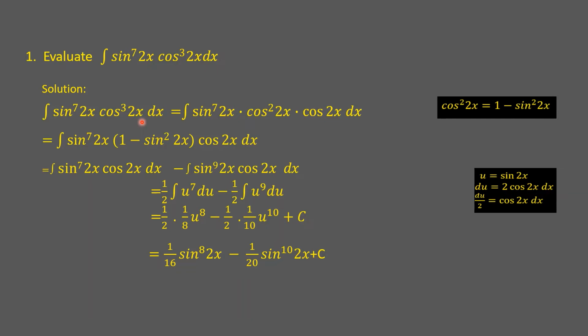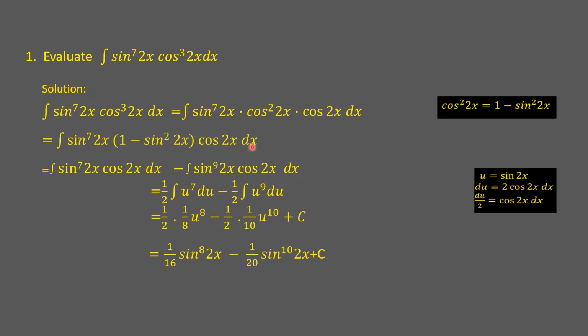So it is from this factor of cosine cubed 2x that we split off a linear factor of cosine 2x, expressing that as product of cosine squared 2x with cosine of 2x. And to this factor of cosine squared 2x, which now has an even exponent, we apply the identity where cosine squared 2x is equal to 1 minus sine squared of 2x. So replacing this factor with the said expression, the integral now is given in terms of the integral of sine to the 7th 2x times 1 minus sine squared of 2x times cosine of 2x dx.